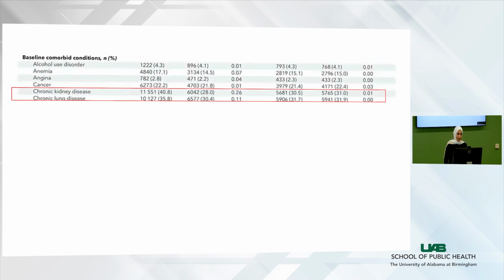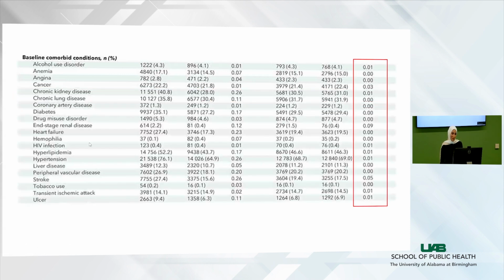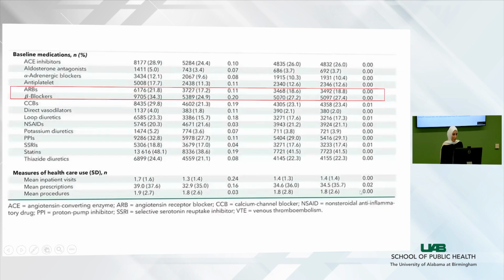Similarly, patients within the apixaban group had a higher prevalence of comorbidities, including chronic kidney disease and chronic lung disease. We can see 41% versus 28%, and for chronic lung disease, 36% versus 30%. Again, those baseline characteristics were no longer significant after matching. Without going further into all the other comorbidities, we can see the balance here in the post-matching cohort.